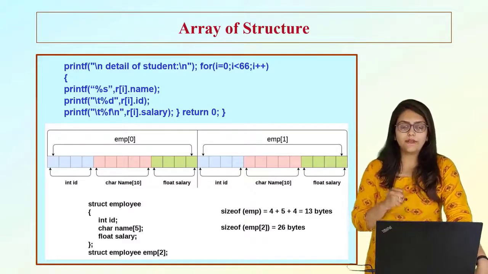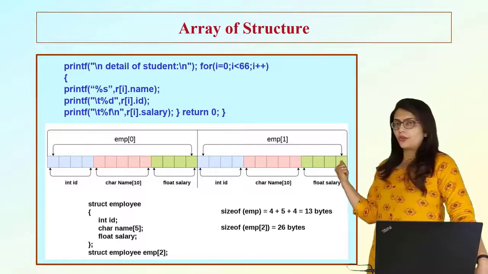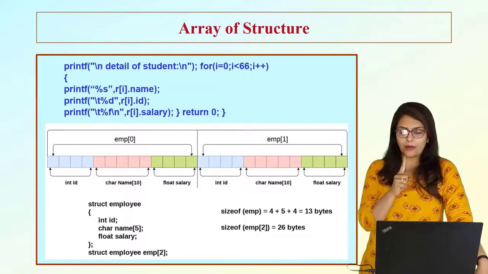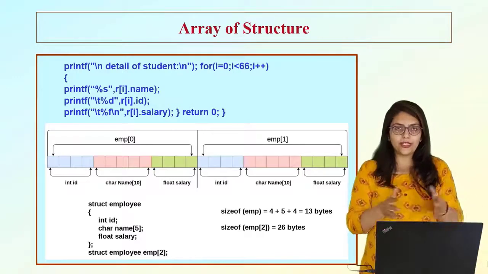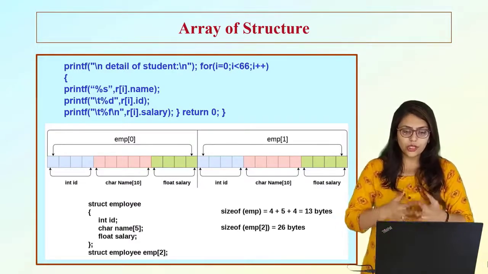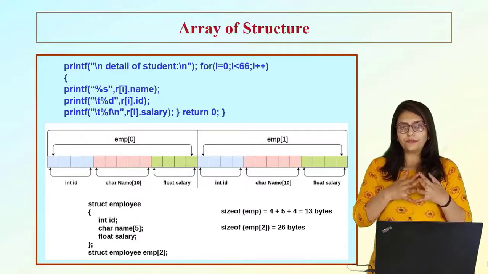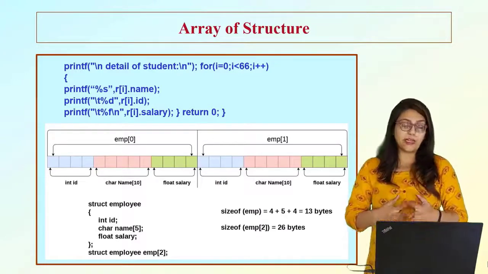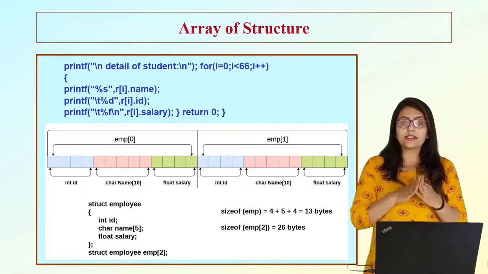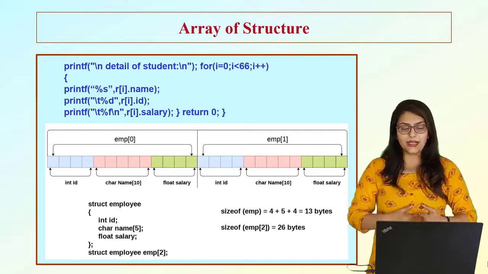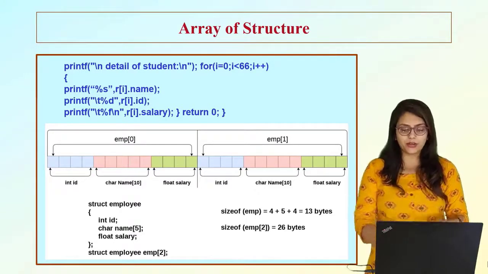If each structure is occupying 13 bytes, that means each employee's details will occupy 13 bytes. So for an array of 2 it will occupy 26 bytes. For an array of 66 it will occupy 13 into 66 total bytes, right? So this is all about array of structure.